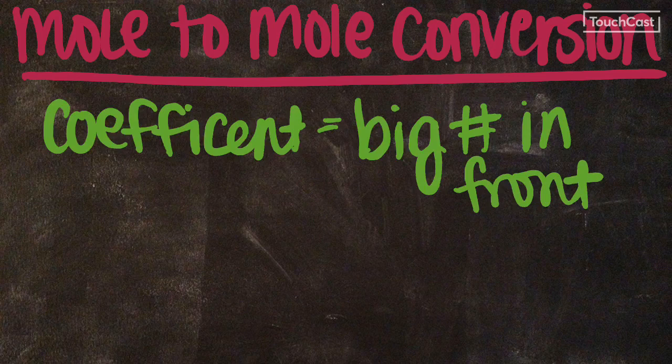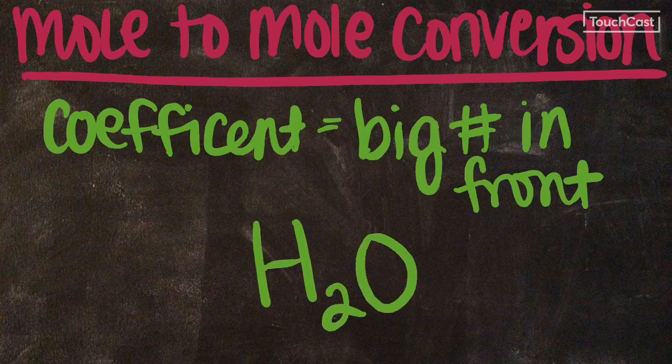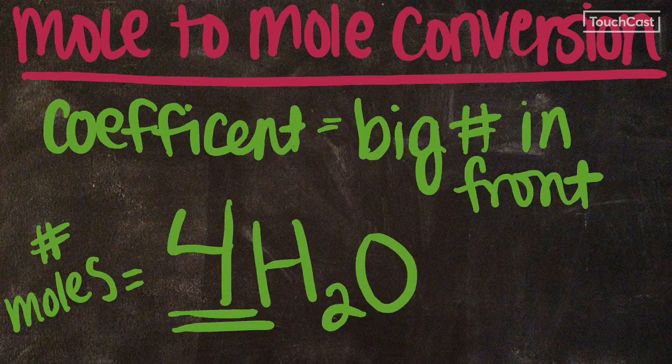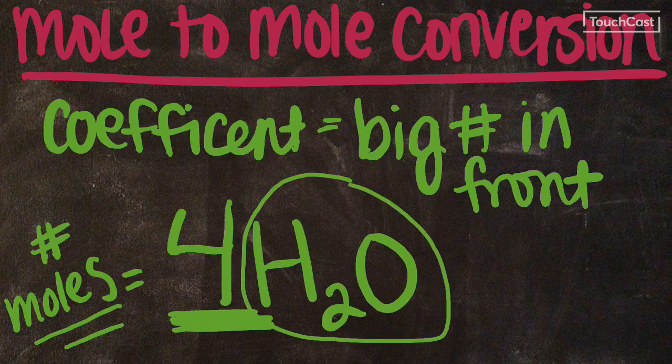So if I have a compound, H2O, my coefficient is this number in front. And this coefficient tells me the number of moles. So if you guys remember, a mole is 6.02 times 10 to the 23rd, or 602 sextillion particles. So that means that in whatever equation I'm dealing with, I have 4 moles of water. And you can use these coefficients to convert between different pieces of a chemical reaction.